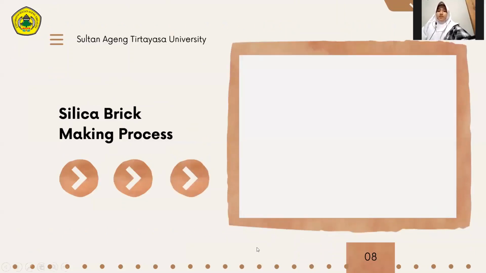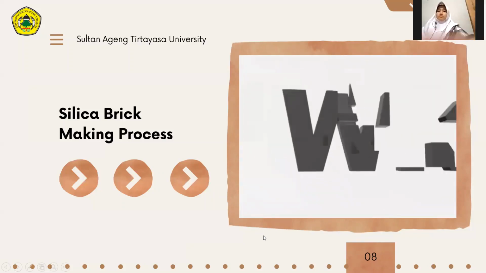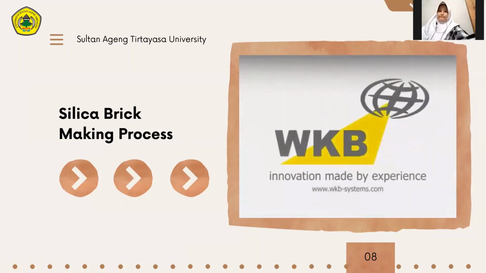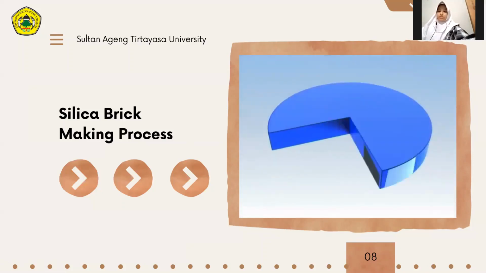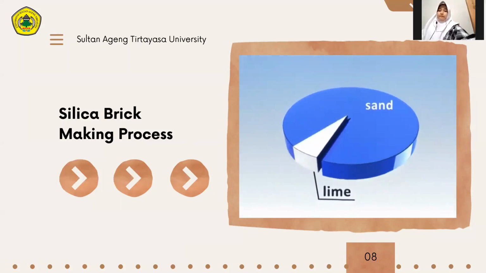This is the video of silica brick making process. Main raw materials for production of sand lime products are usually high silica sand, quicklime and water.